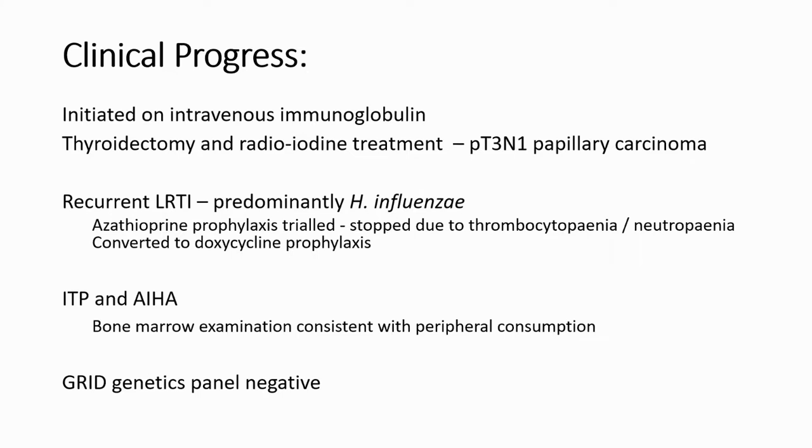Over the years subsequent to his diagnosis, he had recurrent chest infections, which were predominantly Haemophilus. He was put on to azithromycin prophylaxis, and then this was changed to doxycycline prophylaxis. He was found as well to have cytopenias, so both low platelets and evidence of autoimmune hemolysis, which again fitted with his picture of increasingly complex CVID. And there was no genetic hit on a genetics panel.